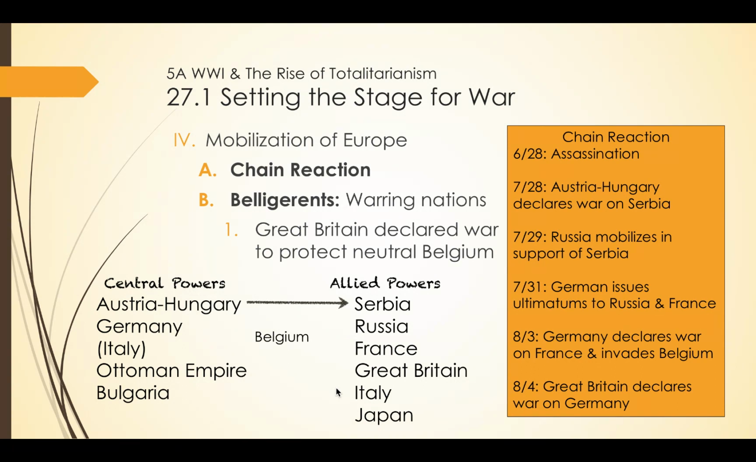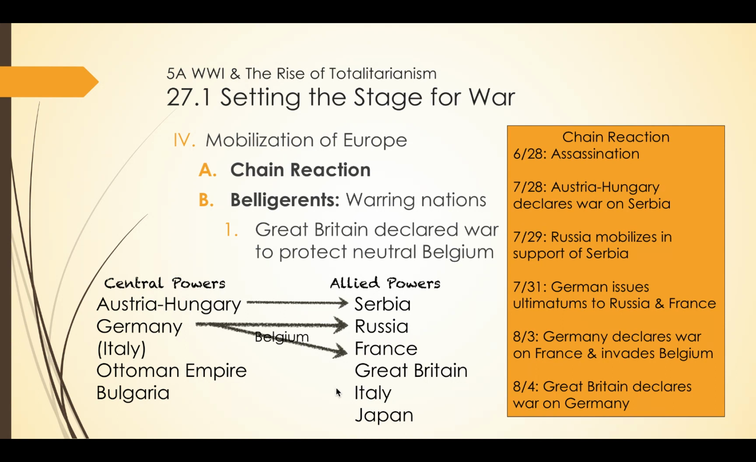Germany responded by demanding that Russia stop its mobilization, or else it would be forced to declare war against Russia. To this threat, Russia promptly refused and continued to mobilize, and in August of 1914, Germany declared war against Russia. Shortly after this, at roughly the exact same time, Germany also declared war against France, who had been a long-time rival of Germany. Germany was assuming that France would aid its ally Russia.